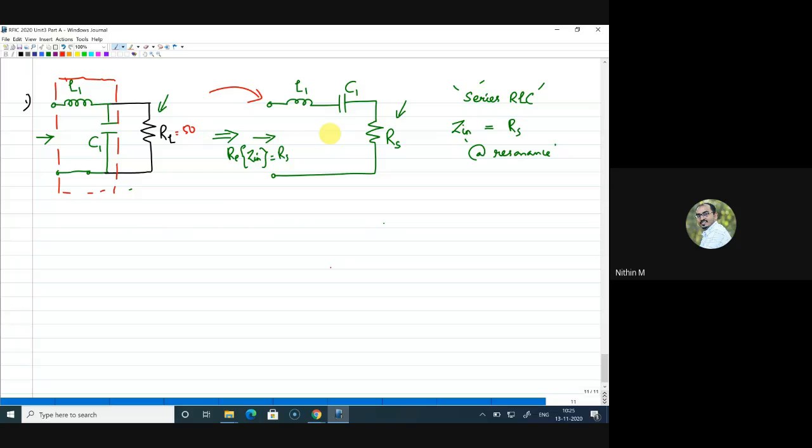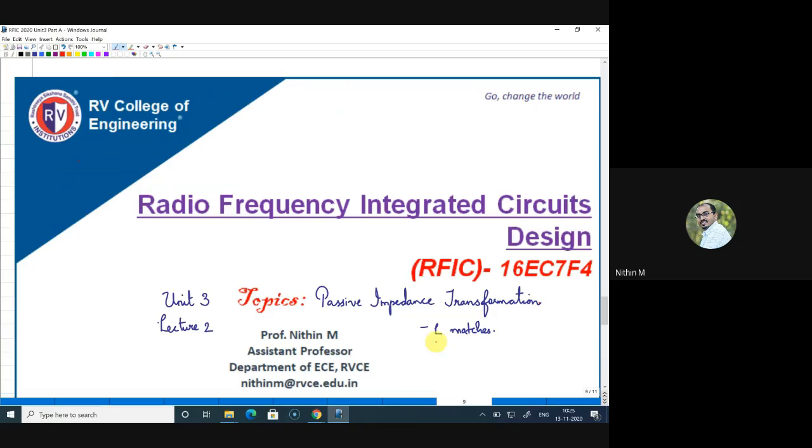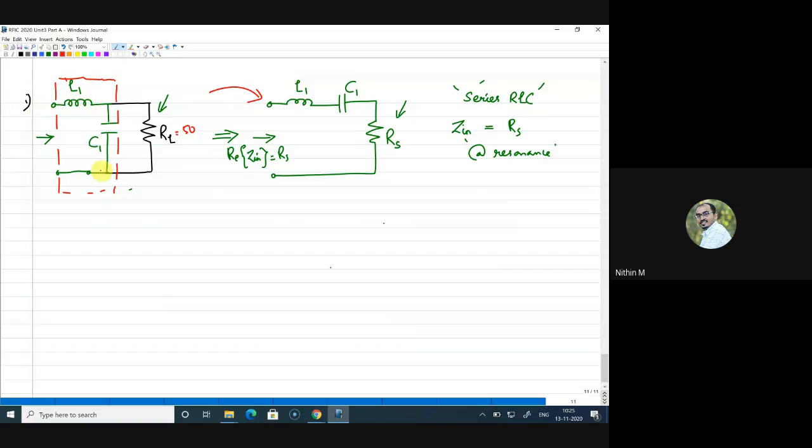Yeah. All right, so let me go ahead. If you have noticed, I have written here today's class: L match. Now you can see the shape of this network. This LC is in the form of an L. So this is actually the shape. That is the reason why we call this an L match, right?